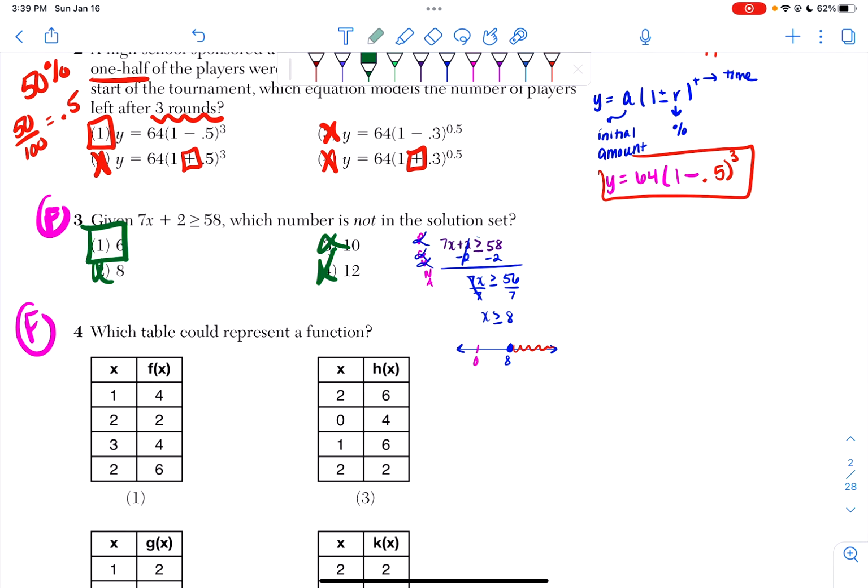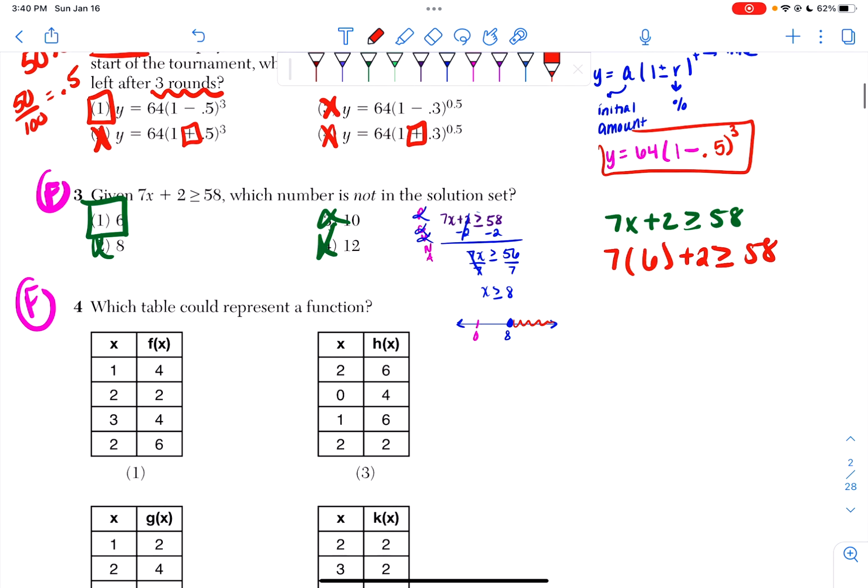So if I wanted to, I can plug in that number 6. So let's do 7x plus 2 greater than or equal to 58. I'm only going to do it on that answer choice because I know it's choice 1. So I have 7 times 6 plus 2 greater than or equal to 58. Well, 7 times 6 is 42. Plus 2 greater than or equal to 58. 42 plus 2 is 44, which is not greater than or equal to 58. So that's false.